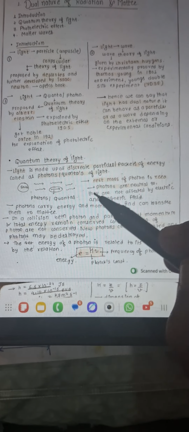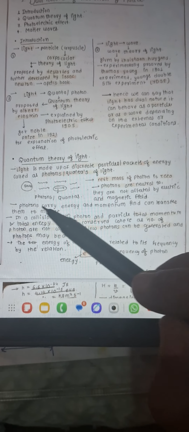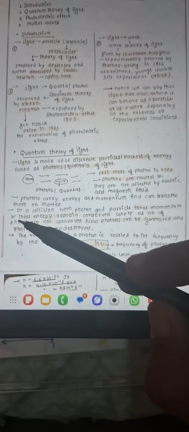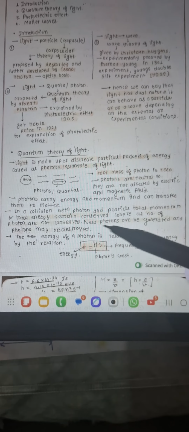Now there are certain points regarding quanta. First, the rest mass of a photon is 0. Photons are neutral, so they are not affected by electric and magnetic fields. Next, photons carry energy and momentum and can transfer them to matter by interacting with it in a collision. In a collision between photon and particle, total momentum and total energy remain conserved, whereas the number of photons is not conserved. New photons may be created or old photons may be destroyed. So it should be noted that the number of photons is not conserved in a collision between photon and particle.